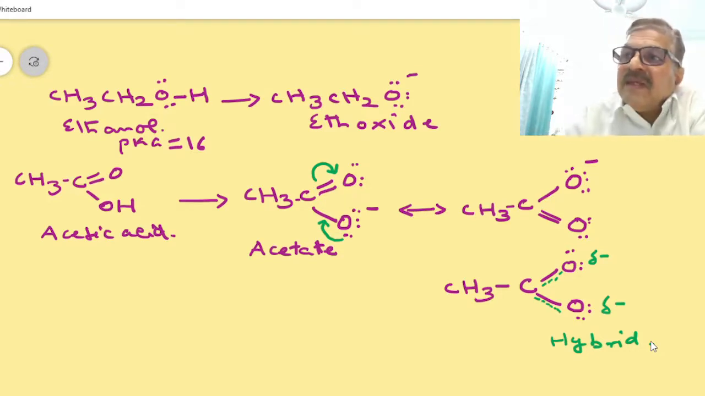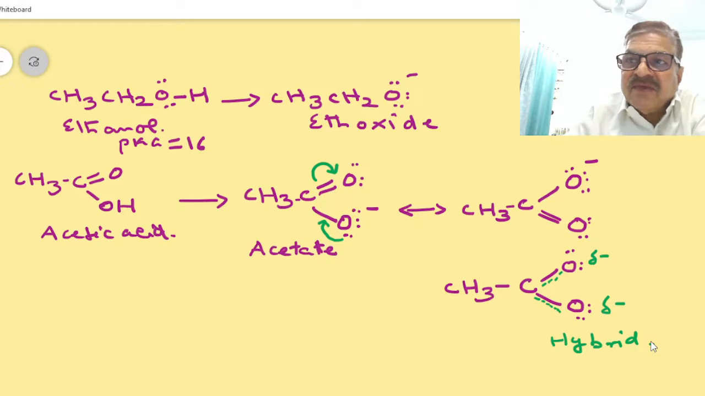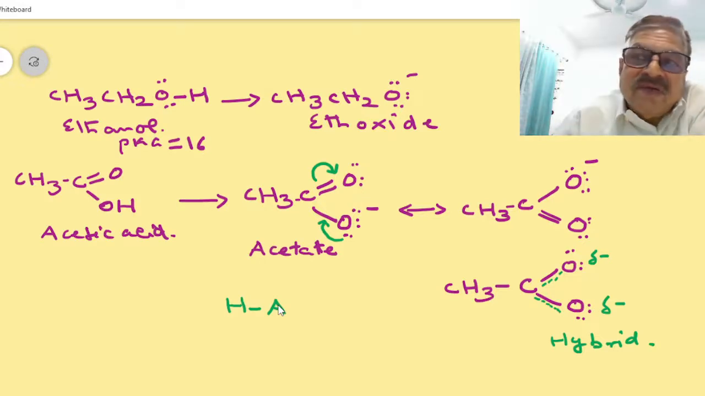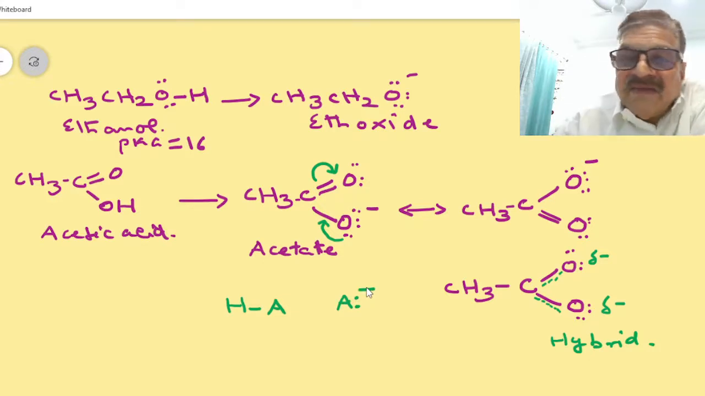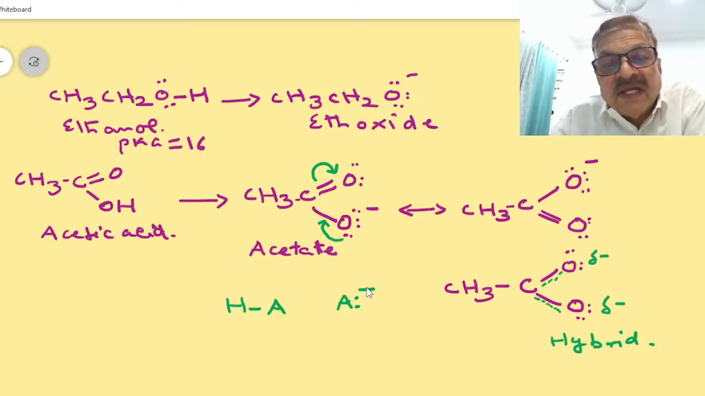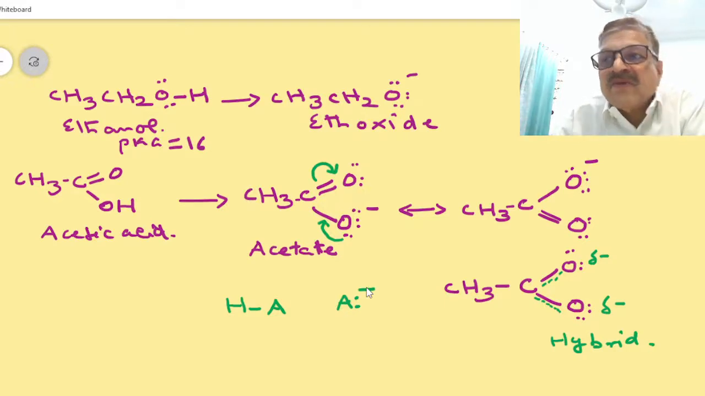This is a general principle, because we are concerned with the resonance stabilization of the conjugate base. Therefore, the acidity of the acid HA increases when the conjugate base A minus is resonance stabilized. Resonance stabilization means delocalization of the electrons. The negative charge is spread over two oxygen atoms here. Therefore, the conjugate base has become weak. As a result, acetic acid is a strong acid here.